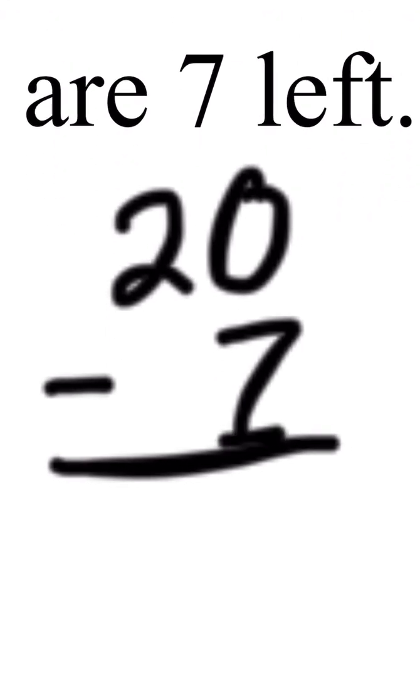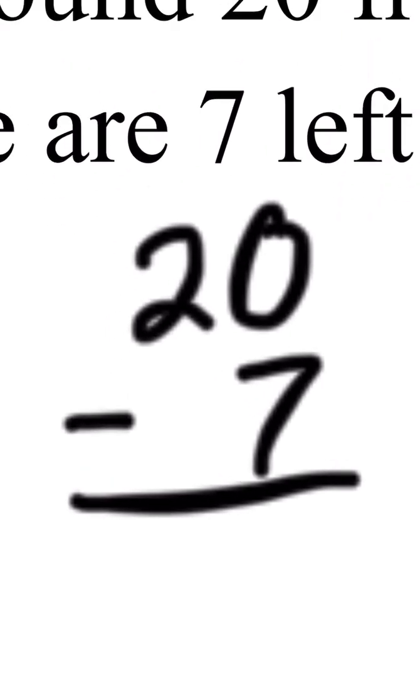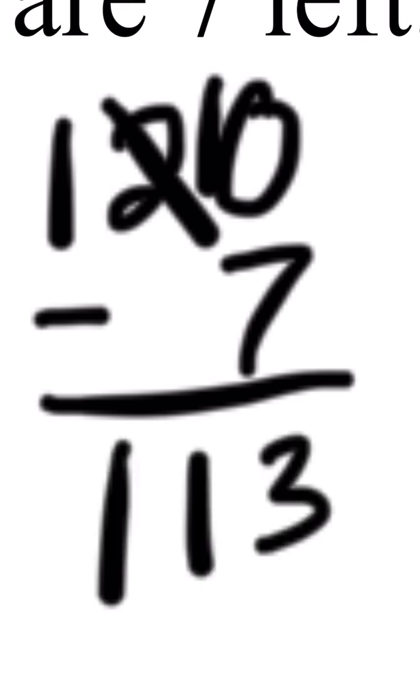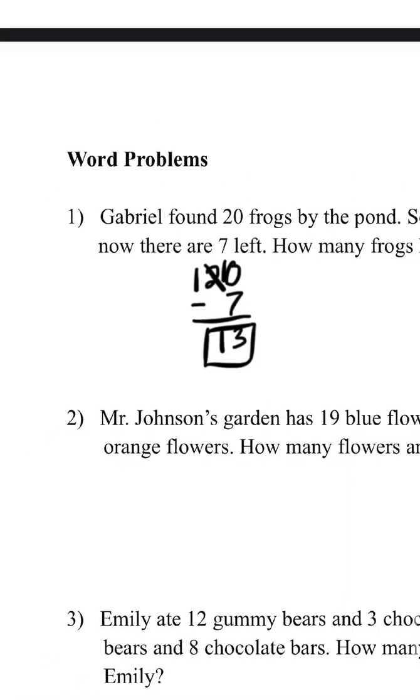However, 7 is greater than 0, so we need to borrow from 2, which becomes 1, and 0 becomes 10. So 10 minus 7 is 3, and 1 minus 0 is 1. So 13 is the answer for number 1.